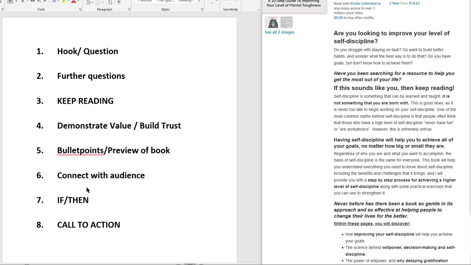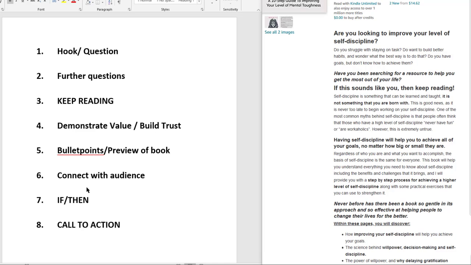Okay, so this is a side-by-side of the outline, more or less, that I work with on every book description, and a live book description. I'm going to use that self-discipline book again because it is probably the closest of our newest books to this outline, so I can just show you step by step.